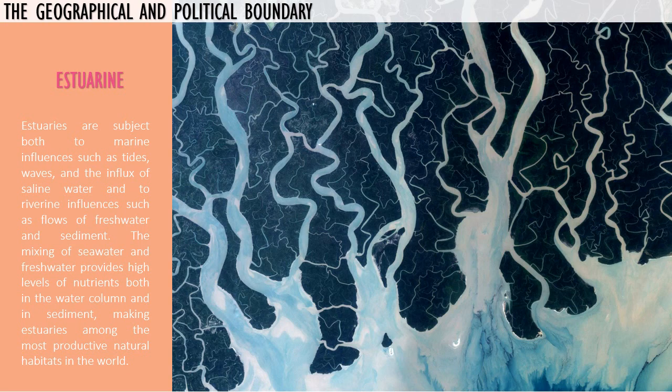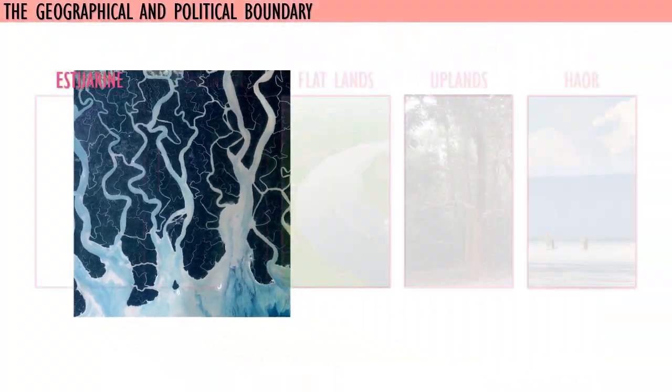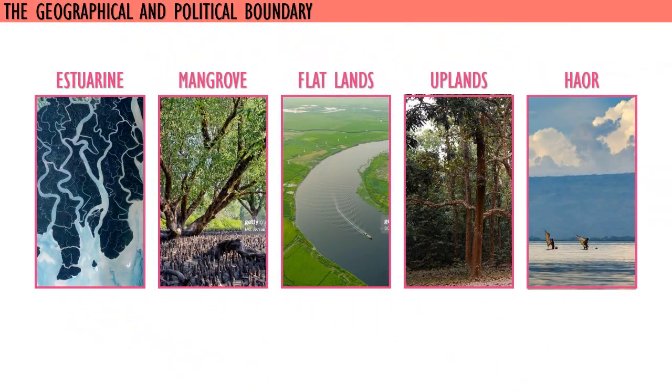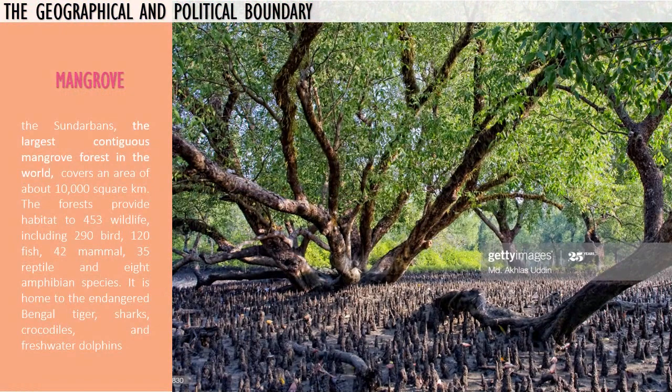The delta has a natural boundary with the sea through the largest continuous mangrove forest in the world, the Sundarban. The Sundarban mangrove forest covers an area of about 10,000 square kilometers. The forest provides habitat to 453 wildlife species, including 290 birds, 120 fishes, 42 mammals, 35 reptiles, and 8 amphibian species. It is home to the endangered Bengal tiger, sharks, crocodiles, and freshwater dolphins.